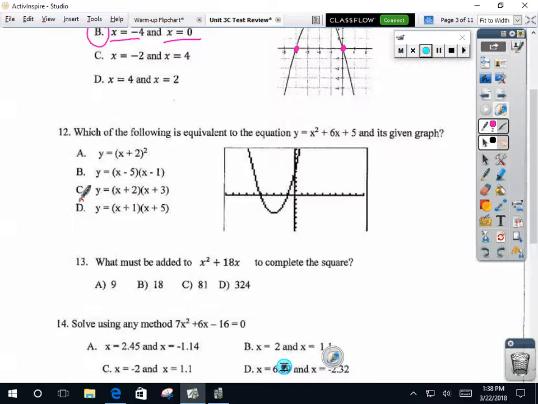It's D. Because remember, it crosses at -1, so one of your solutions is -1, and the other solution is -5. But when they're written in factored form, they're the opposite sign. Because remember, when we learned how to factor and solve, when we got to this step, didn't we take this and set it equal to 0?